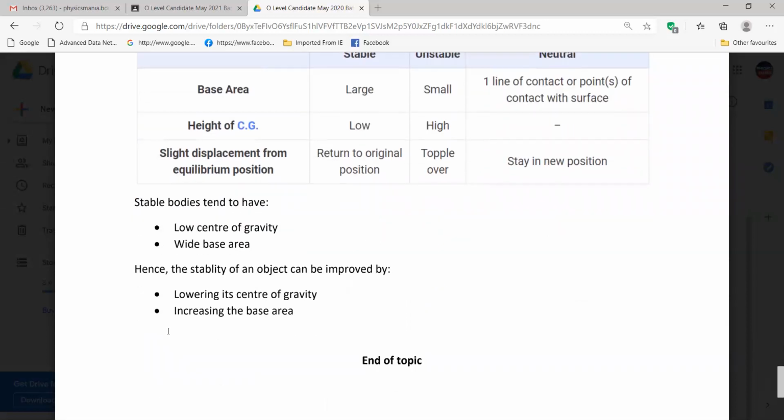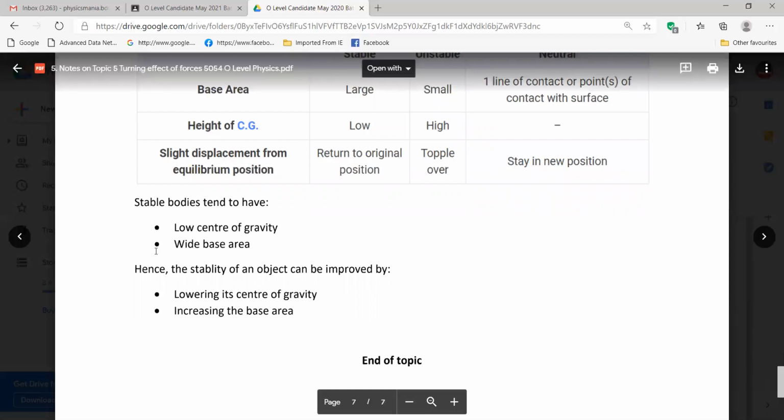Okay, then can you please read these two highlighted points? Stable bodies tend to have a low center of gravity and a wide base area. Hence, the stability of an object can be improved by lowering its center of gravity and increasing the base area. So it is clear, right? Yes, sir.